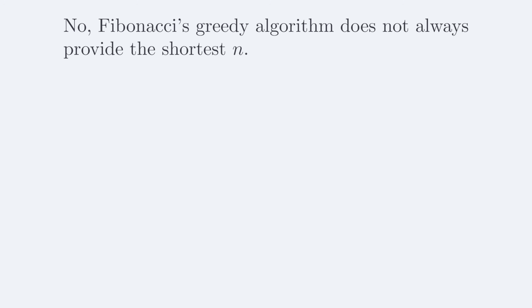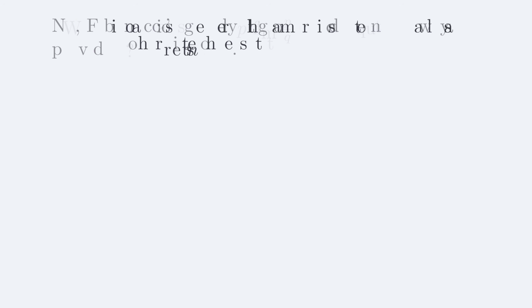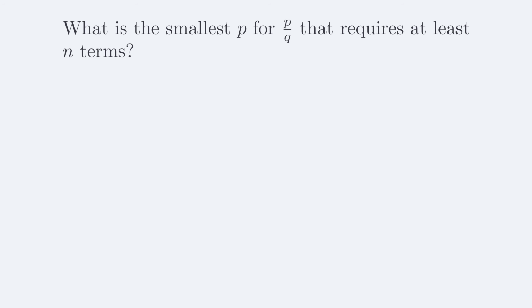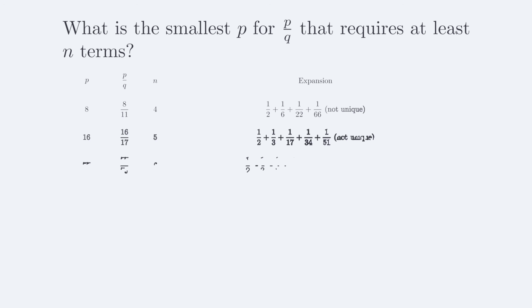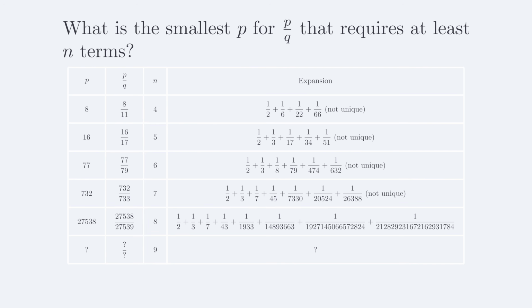To appreciate the difficulty of finding the shortest n, let's ask the reverse question. Let's find those crazy rationals that require at least n terms in the expansion. It turns out that this is also extremely difficult. It was only in the 2010s that we found the case for n equals 8. And an example for n equals 9 remains unknown until today.